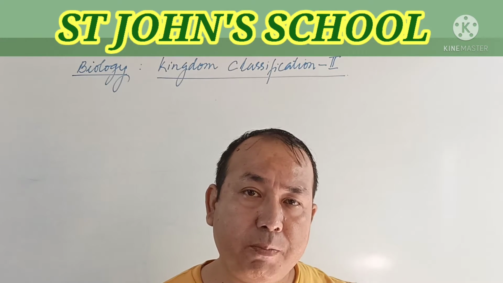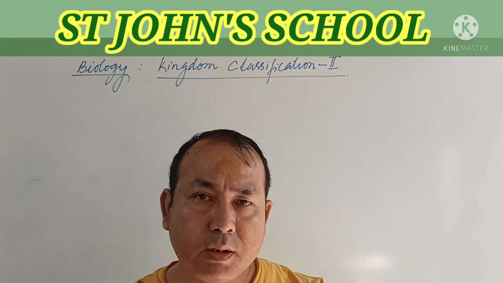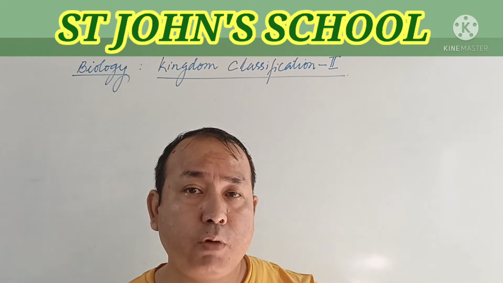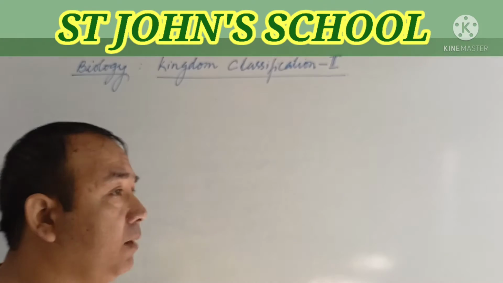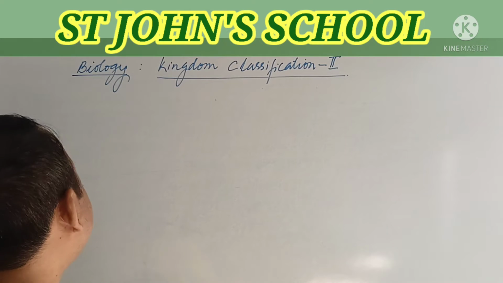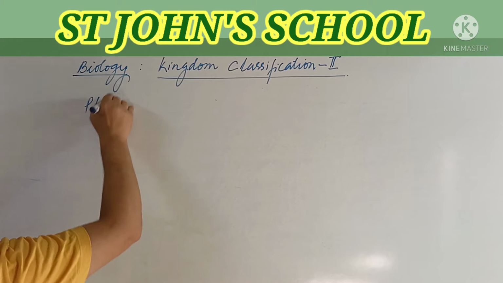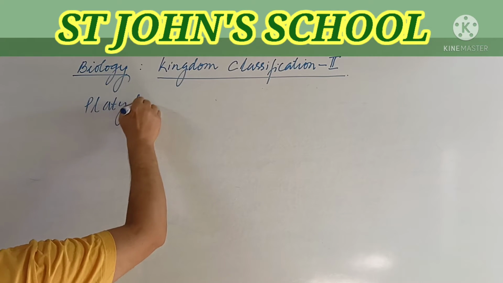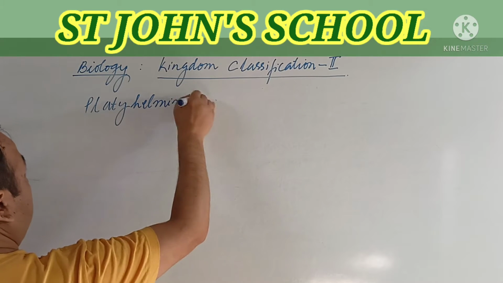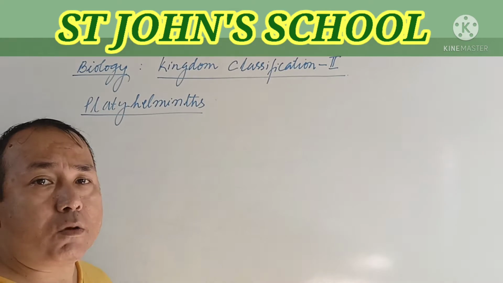Here in this chapter, in the previous class, we discussed the phyla Porifera and Cnidaria. Now today we will be discussing the remaining phyla, and after Cnidaria comes Platyhelminthes. These Platyhelminthes are also called flatworms.